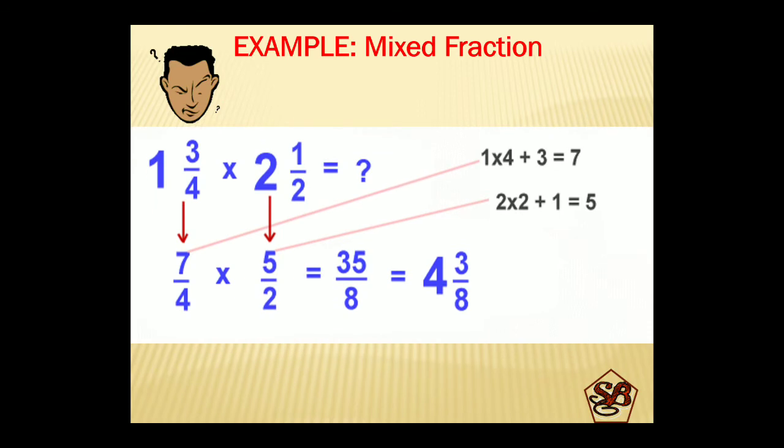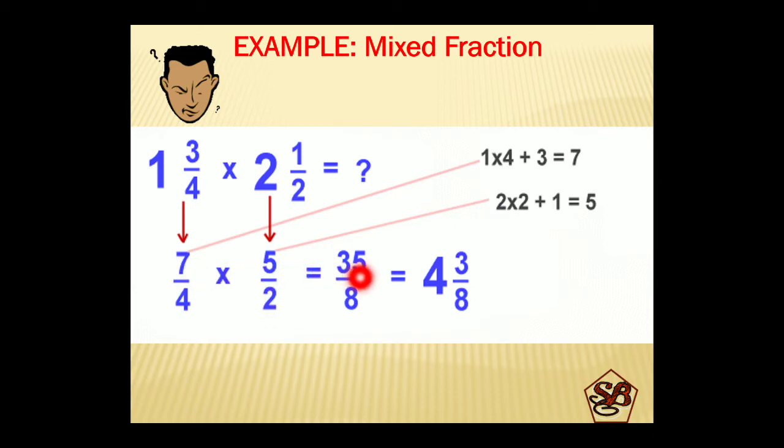Let's take an example of a mixed fraction. Here we are multiplying 1 3 by 4 into 2 1 by 2. Now both are mixed fractions. So the first step is that we convert them into improper fractions. 1 multiplied by 4 plus 3 will give us 7. This will become the numerator and the denominator will be 4 only. 2 into 2 plus 1 is equal to 5. This will become the numerator of the second fraction and the denominator will be 2 only.